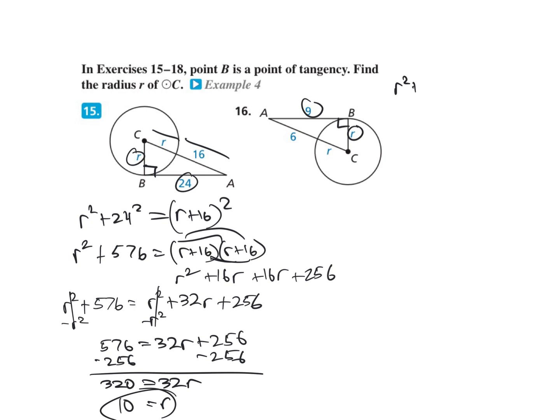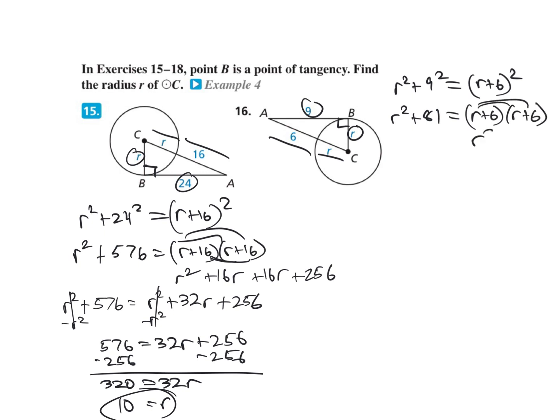So r squared plus 9 squared equals r plus 6, and we have to square that whole thing. So r squared plus 81 equals r plus 6 times r plus 6. So we distribute all that: r squared plus 6r plus 6r plus 36. So we have r squared plus 81 equals r squared plus 12r plus 36.